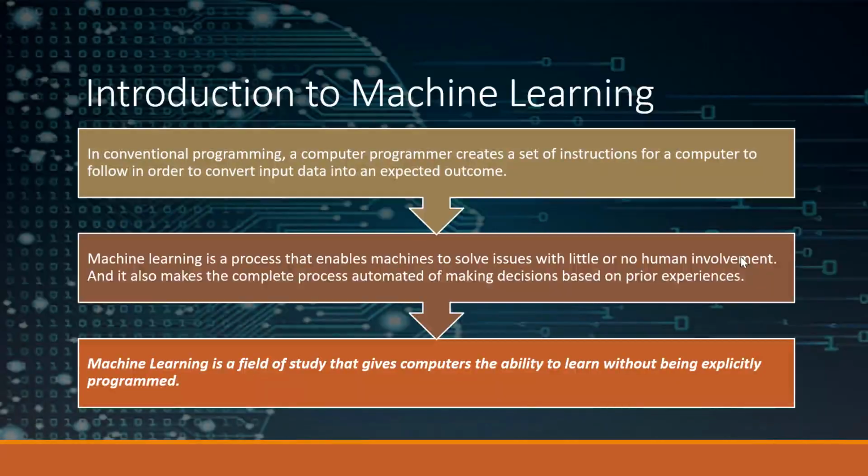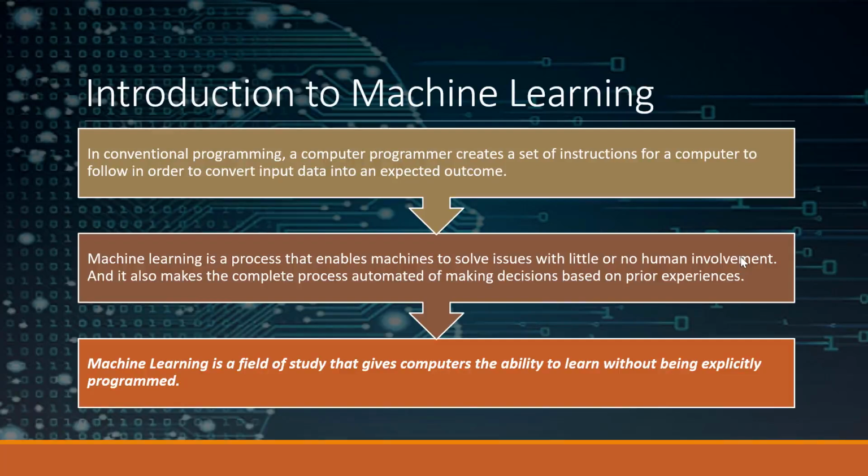Now, before we directly jump onto the concept of machine learning, let's revisit what happens in traditional, or we can say conventional, programming. In conventional programming, a computer programmer creates a set of instructions for a computer to follow in order to convert input data into an expected outcome. And in this, most instructions include an if-then structure where the program performs some operation based upon certain condition. Now, in comparison to it, machine learning is a process that enables machine to solve issues with little or no human involvement, and it also makes the complete process of making decisions automated based upon prior experience.